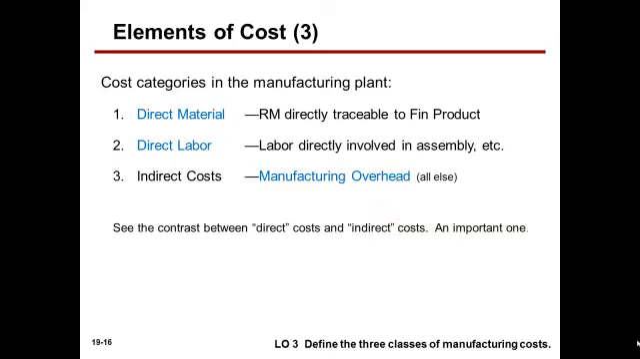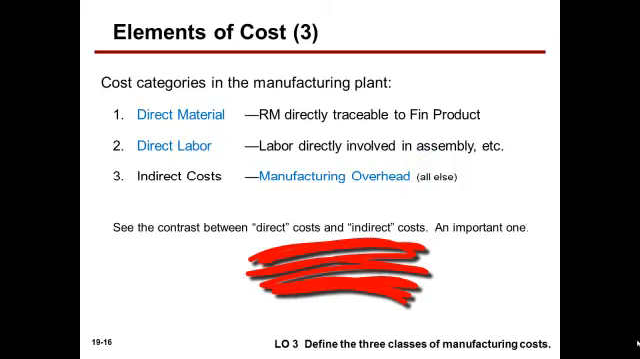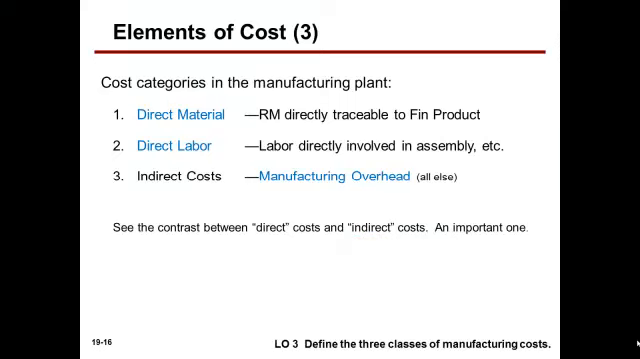The cost categories in the manufacturing plant: direct material. These are raw materials that are directly traceable to the finished product. Direct labor. This is labor directly involved in the assembly of the product. And all else is indirect cost that we call manufacturing overhead. I want you to see the contrast between direct costs and indirect costs. This is an important one. We'll come back to this time and again in this chapter and the next.